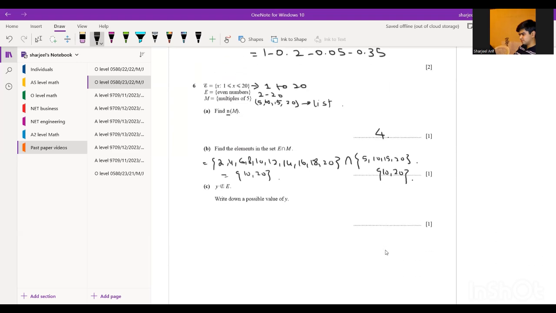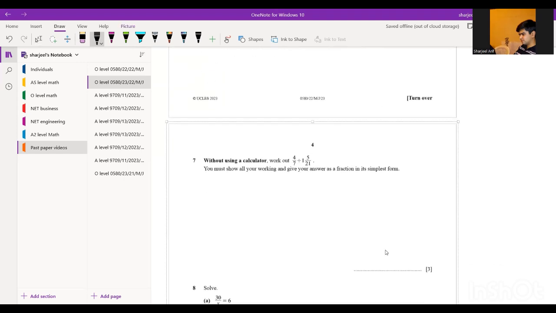For part C, we have to find Y, which is not an element of E. So E are the even numbers between 1 to 20. So Y could be any number from 1, 3, 5, 7, 9, 11, 13, 15, 17, and 19. The odd numbers between 1 and 20. So that would be our answer.